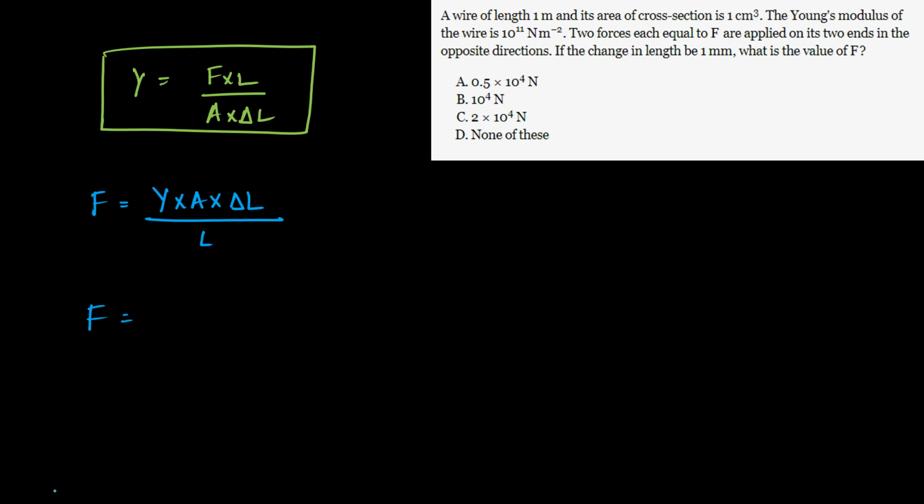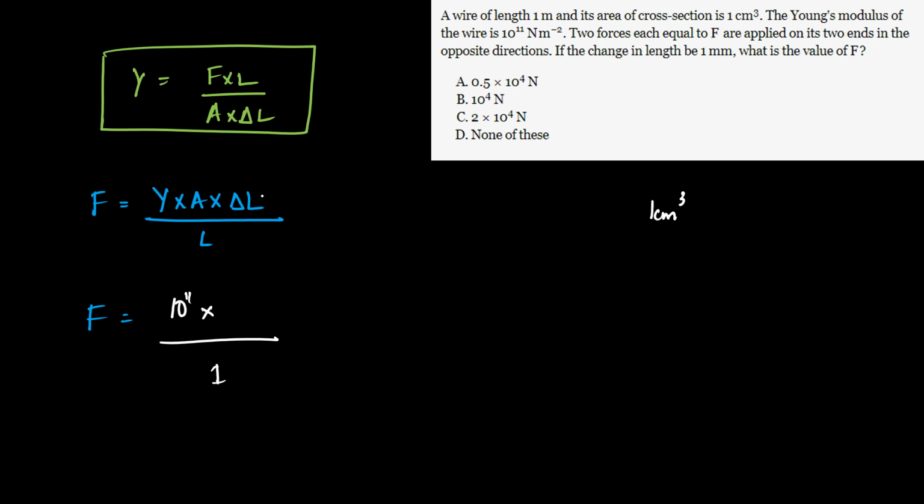Now I will plug in the values. So what are the values? Y, what is given? The Young's modulus of the wire is 10 raised to the power of 11, multiplied by, what is the area? Area is cross section of 1 centimeter square, right? So how much is 1 centimeter square? And this should be in meter squared, right? Yes or no? Yes, right? And here it is millimeter. So divided by, I will write down first, because this is easy.